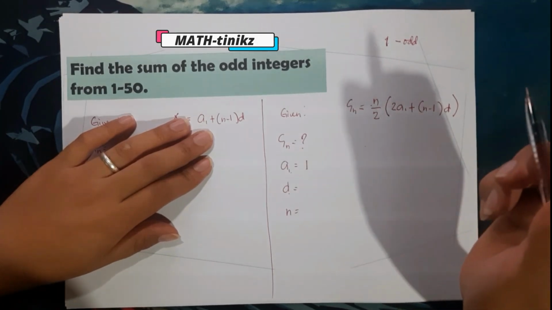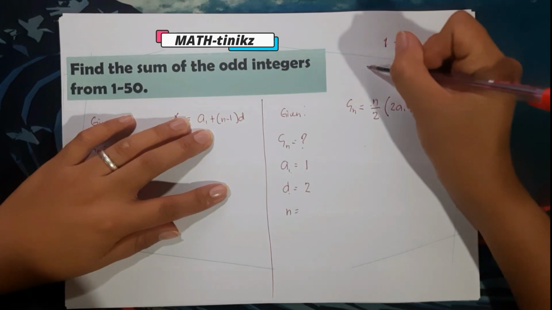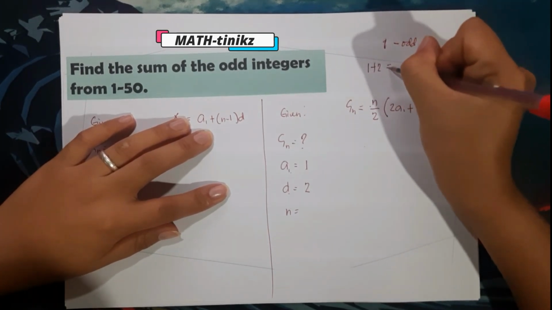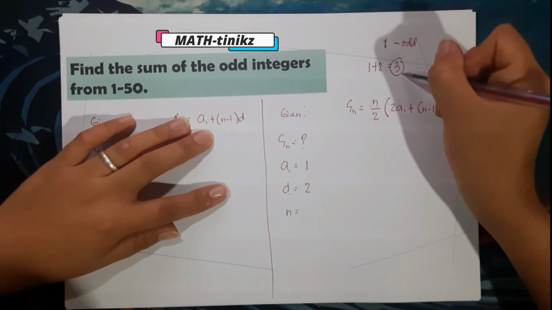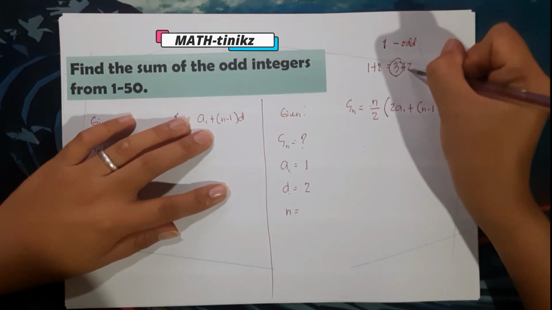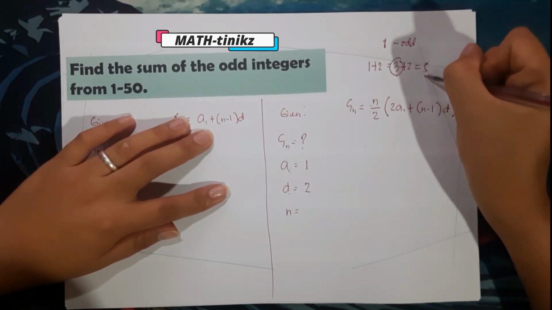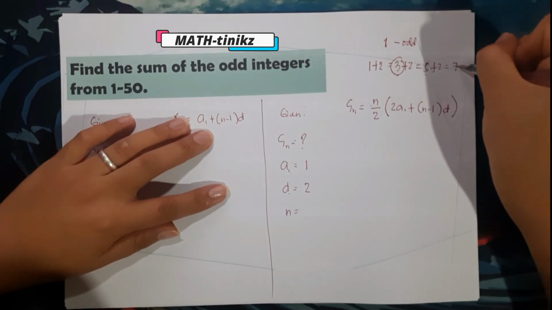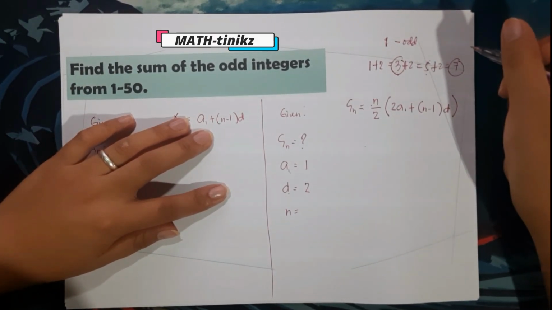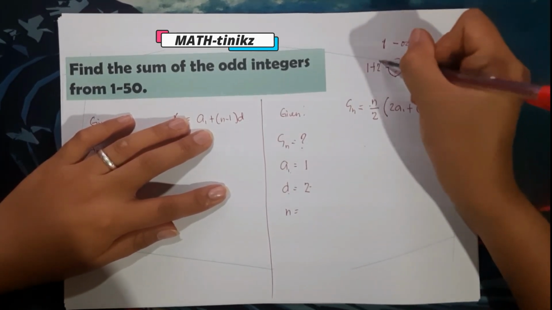Now, our common difference is 2. Why 2? Because when we add to our first term, 1 plus 2 is equal to 3, and 3 is an odd number. And when we add again 2 to our preceding term, which is 3, that is equal to 5, and 5 is also an odd integer. And 5 plus 2 is equal to 7, and 7 is also an odd integer. Therefore, our common difference is 2.